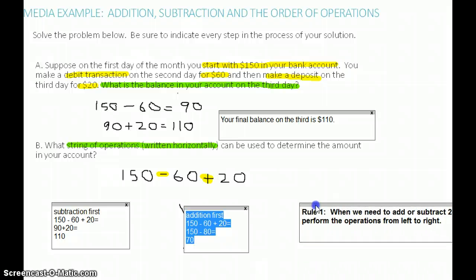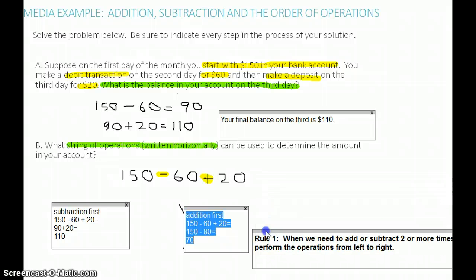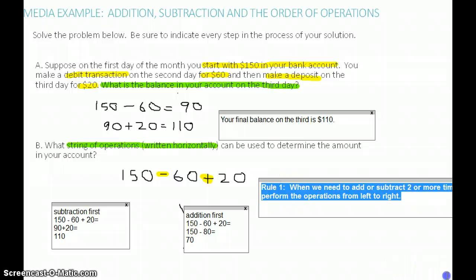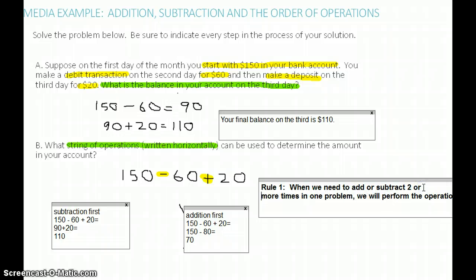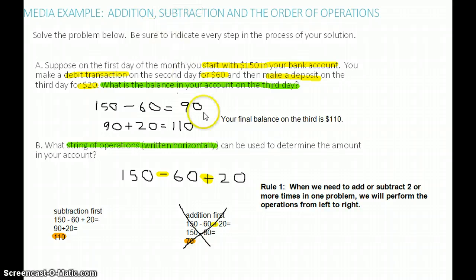So, since we can get two different answers, we need a rule that tells us which way we're supposed to do the problem. So we can all agree on the order of operations. So our rule 1, we're going to see many rules in this unit, is that when we need to add or subtract 2 or more times in one problem, we will perform the operations from left to right. So just like we did here, there were 2 operations, we did the subtraction first, then the addition.